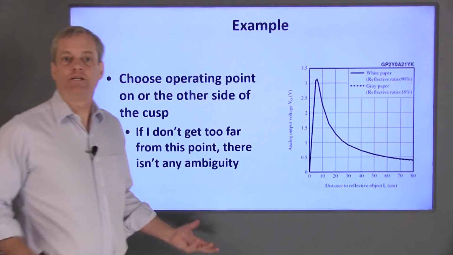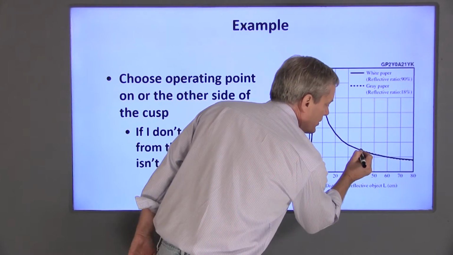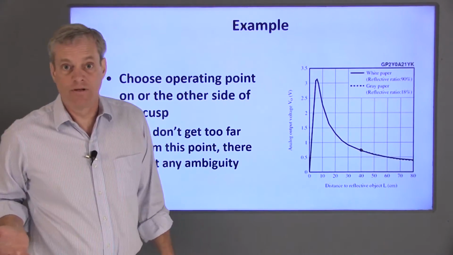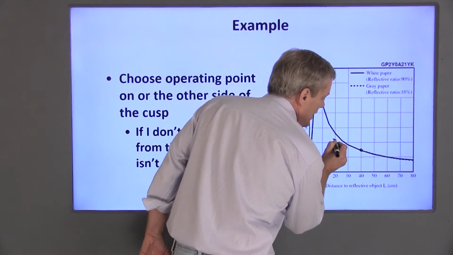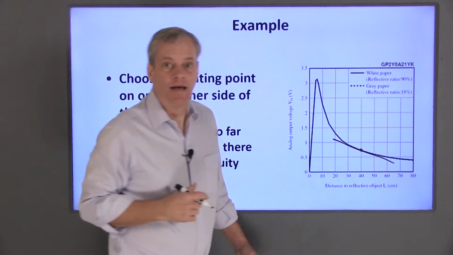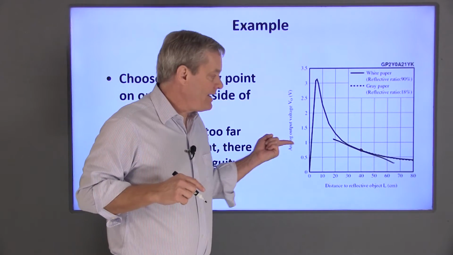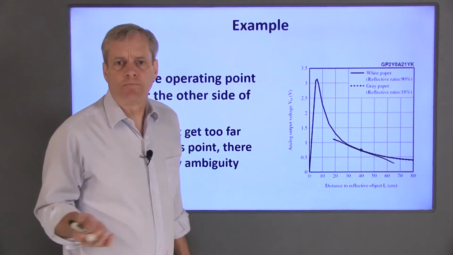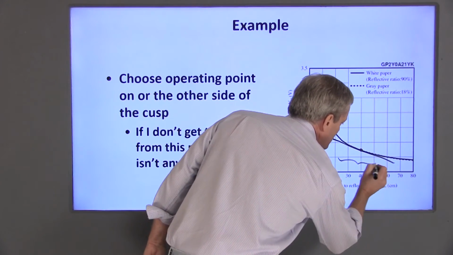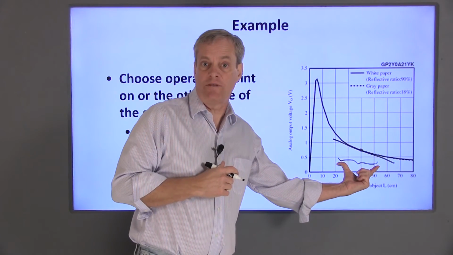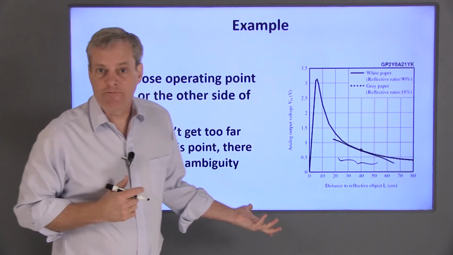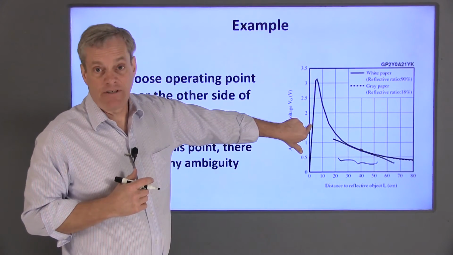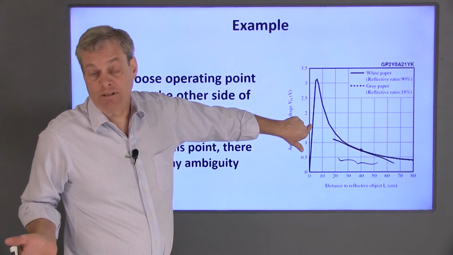I can arbitrarily choose an appropriate operating point on the sensor's operating curve. Now, if I draw a line tangent to this point, I can use this line to estimate distance from the output voltage of the sensor. This will probably be okay as long as I don't move too far from the operating point. But if, for example, I get to the left side of the cusp of this curve, I'll definitely run into problems.